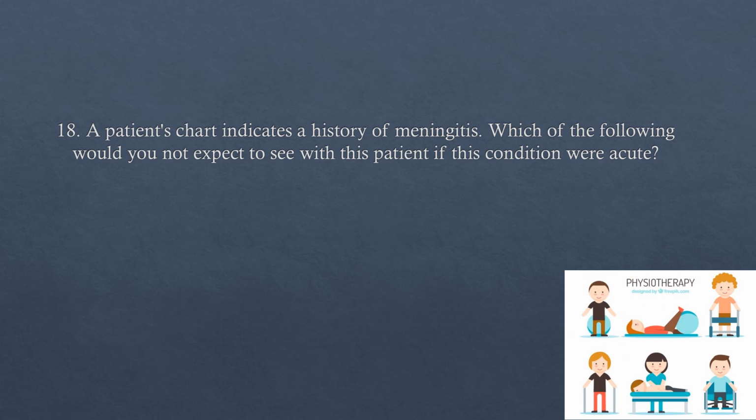Question number 18. A patient's chart indicates a history of meningitis. Which of the following would you not expect to see with this patient if this condition were acute? A. Increased appetite. B. Vomiting. C. Fever. Or D. Poor tolerance of light. And the answer is letter A, increased appetite. Let's go to the next question.